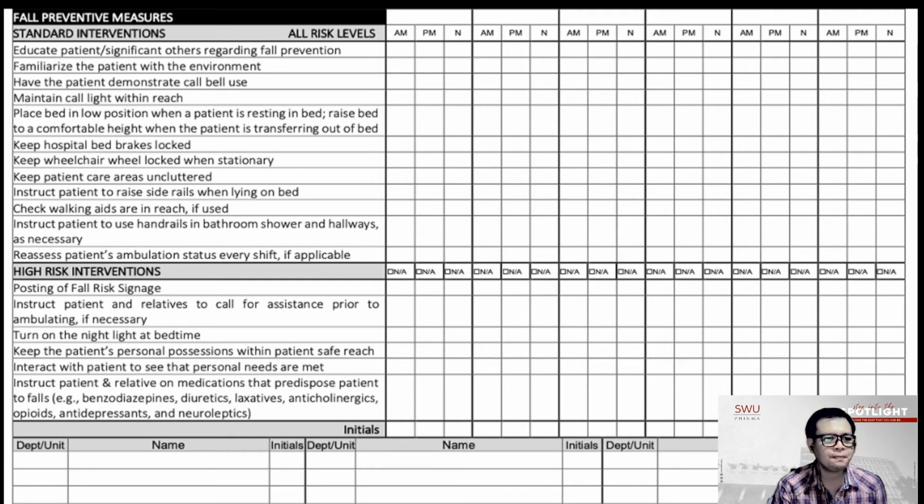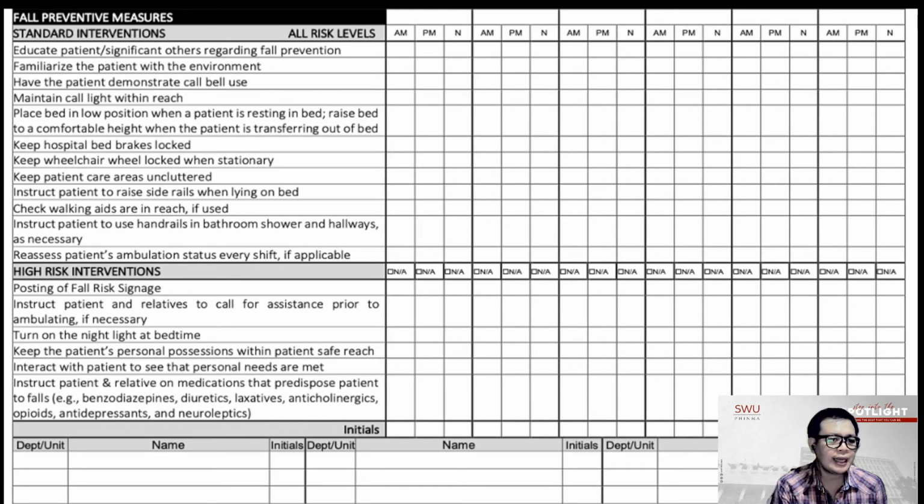Next is instruct patient and relatives to call for assistance prior to ambulating if necessary. So you always have to include the significant others and also other people who are at the bedside of the patient, who are there to assist the patient, to be part of the care.